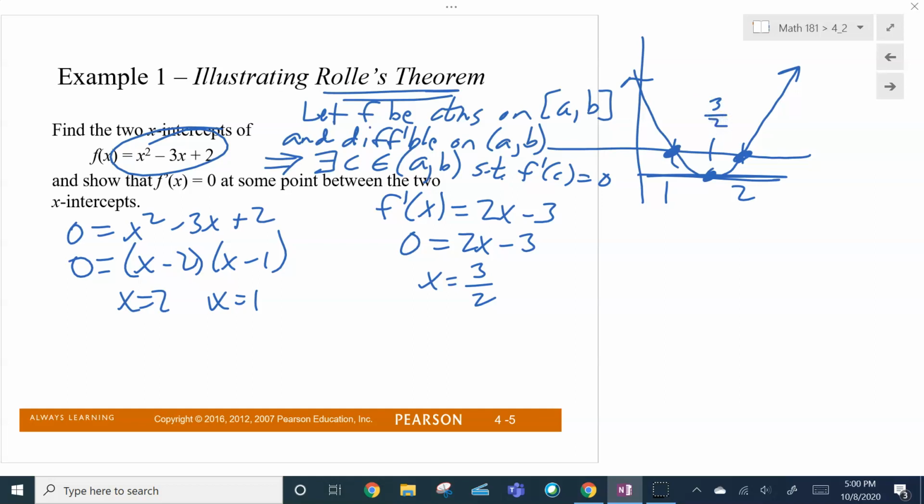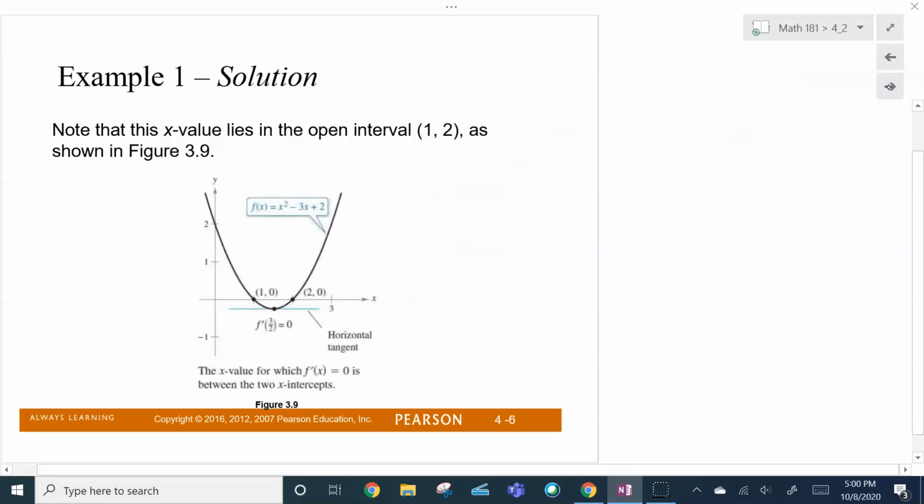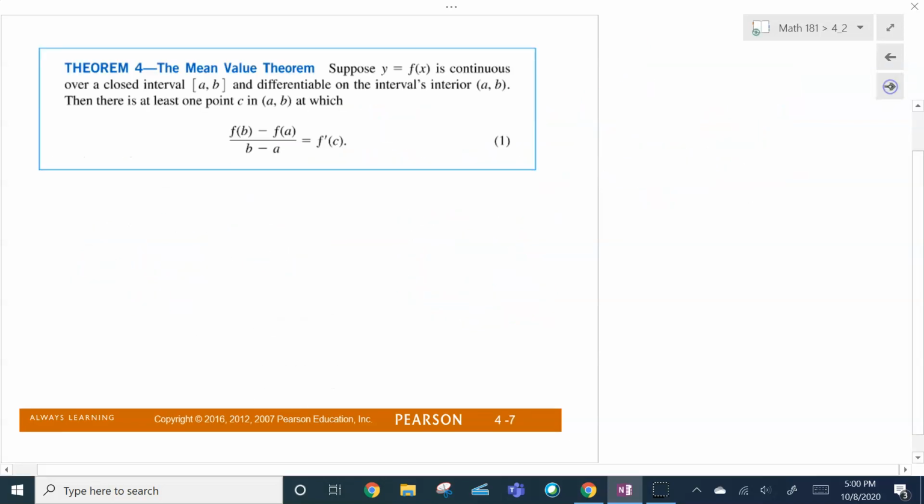So by Rolle's theorem, sure enough, there is a c value. In this case, we're calling it an x value between 1 and 2, such that f prime of c equals 0. There's a little better picture of it.